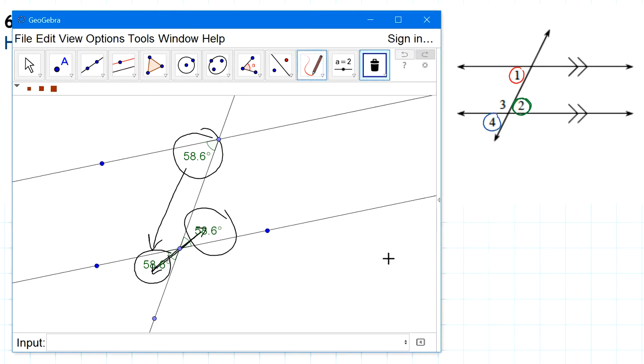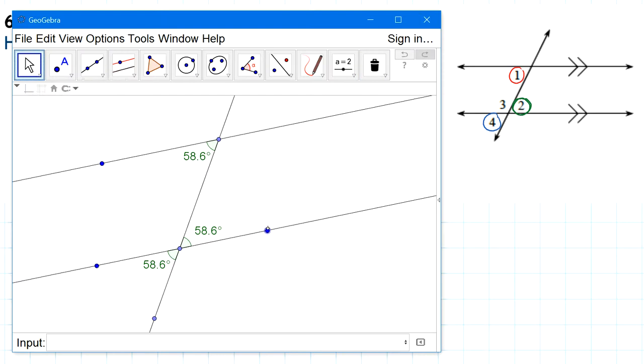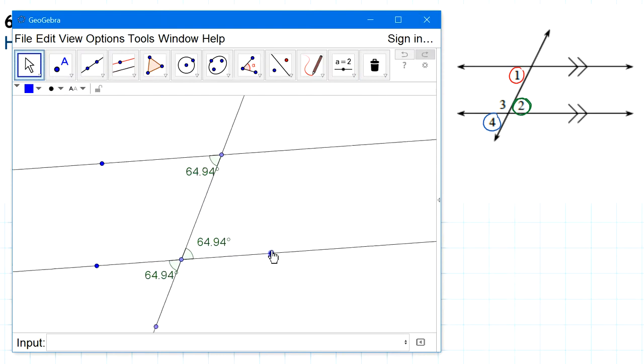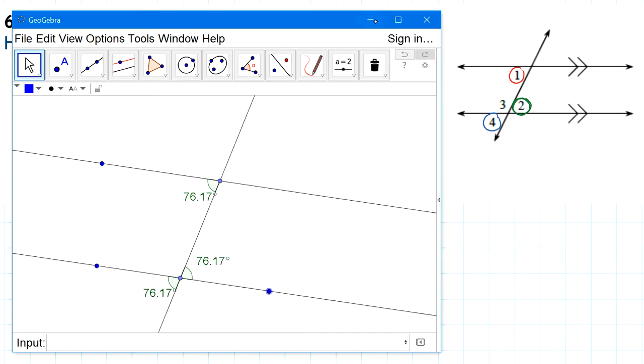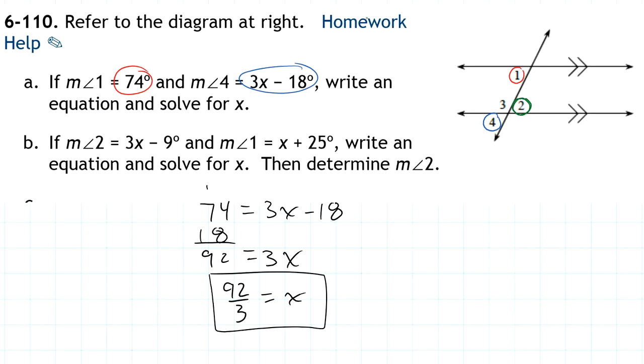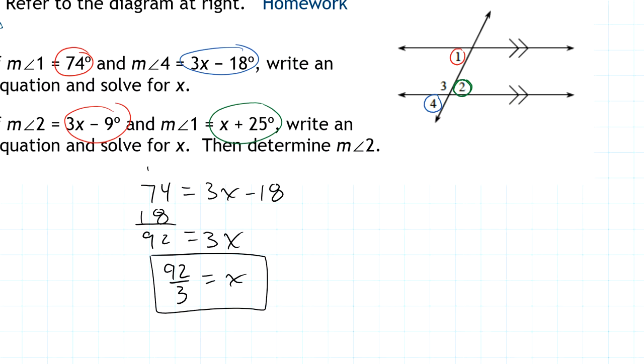So, again, just like before, I can grab this point as I move it. You can see no matter what, this angle equals this angle. Same deal: angle 1 and angle 2 are going to have the same measure. So I can set angle 1, this time the expression 3x minus 9, equal to angle 2, which is the expression x plus 25, and then do a little algebra again.